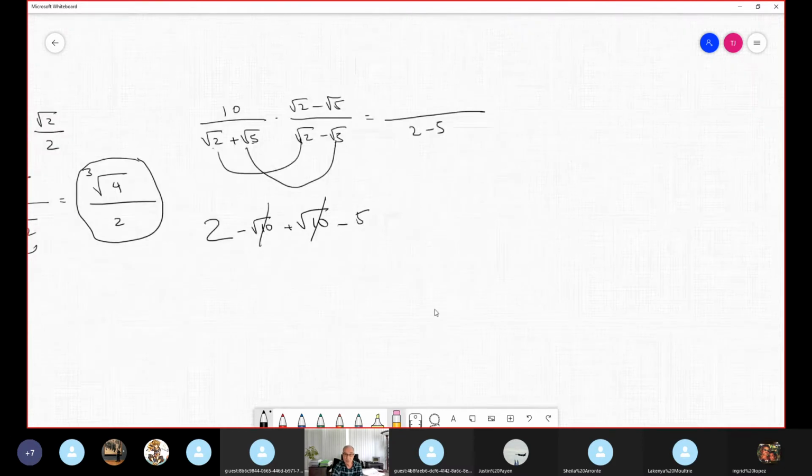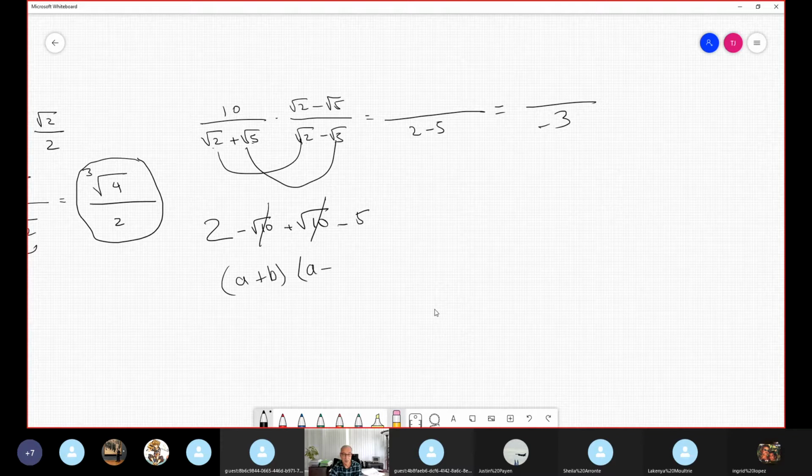So the shortcut is using the formula. What formula? That formula. A plus B times A minus B is equal to A squared minus B squared. A, in our example, radical 2 squared is 2, minus B, radical 5 squared is 5. Minus 3. Exactly the same as here.